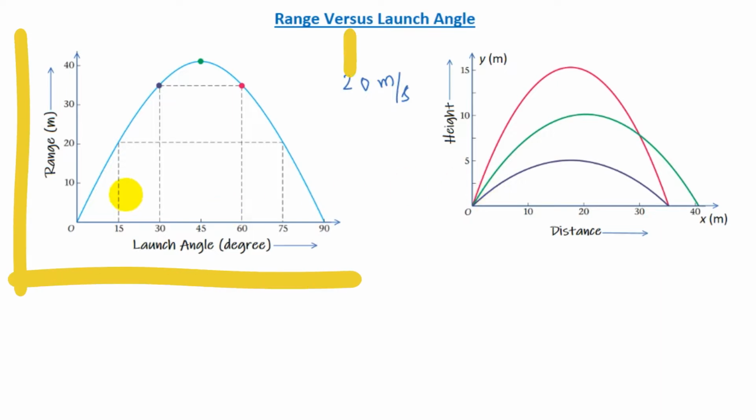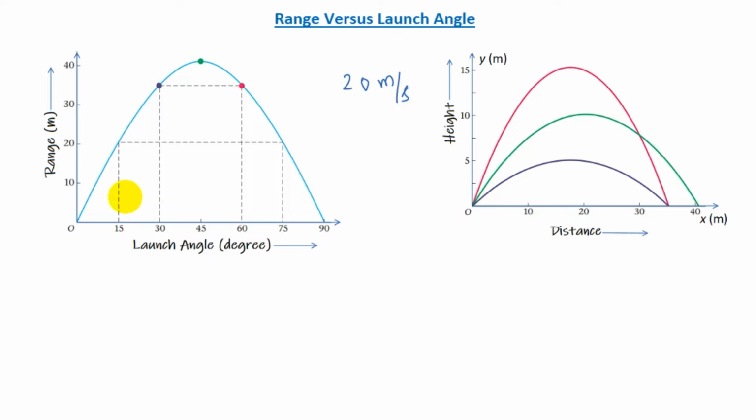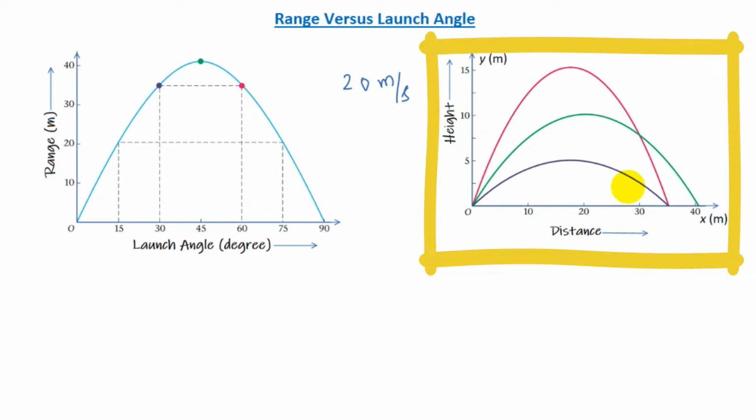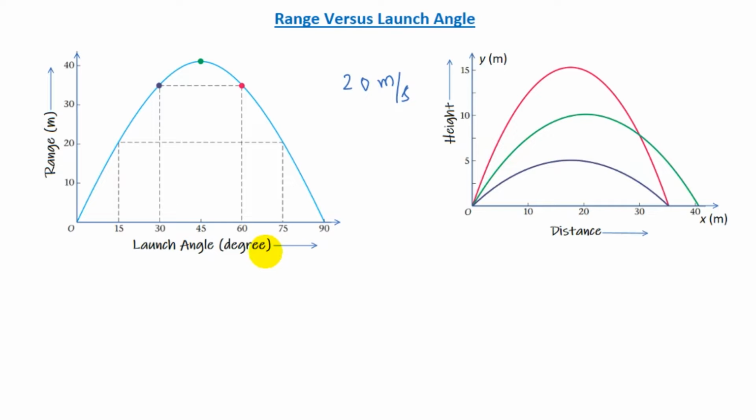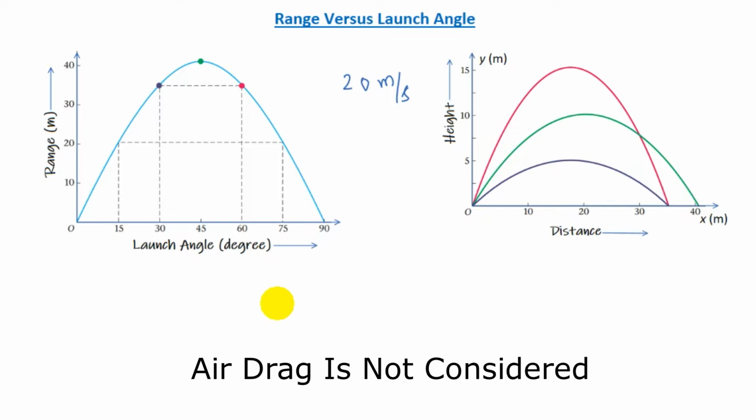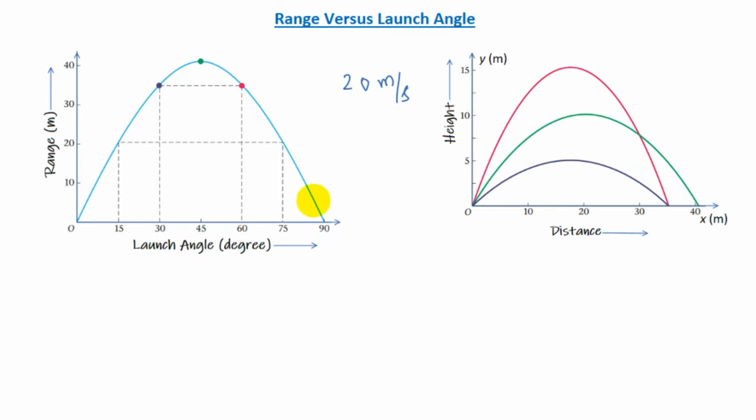First graph is the range versus the launch angle of the projectile. Second is the height versus the distance of the projectile. Now one important note here is that we have not considered the effect of air resistance while sketching these graphs. So let me first explain these graphs.